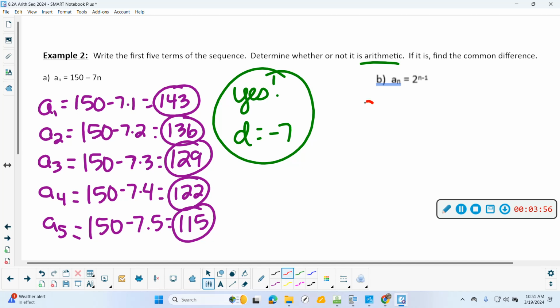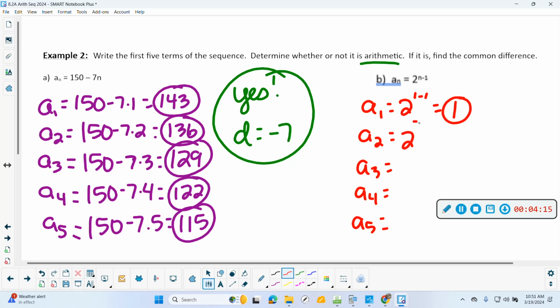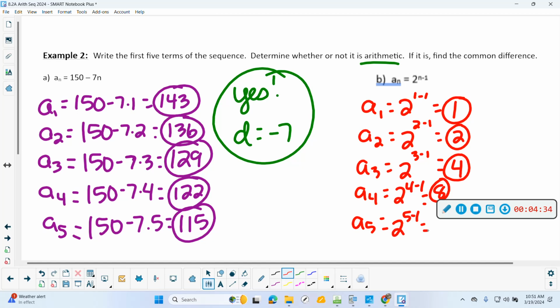Okay, same thing, first 5 terms. And remember, we always start with 1, of course, unless it indicates differently. Always assume you start with 1. All right, let's do some mental math. If I put 1 in here, I'm going to have 2 to the 0, anything to the 0 power. Okay, 2 minus 1, 2 to the first. Then we're going to put a 3 in. 3 minus 1, 2. 2 squared. You're probably done already. 4 minus 1, 2 cubed. What's 2 cubed? 8. And our last term, we're going to put a 5 in. 5 minus 1, 4. What's 2 to the 4th?